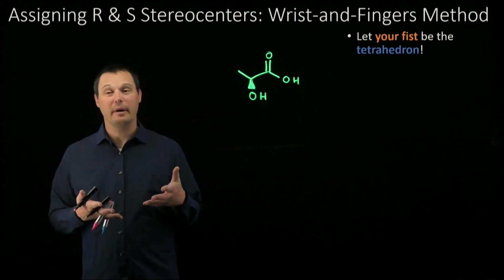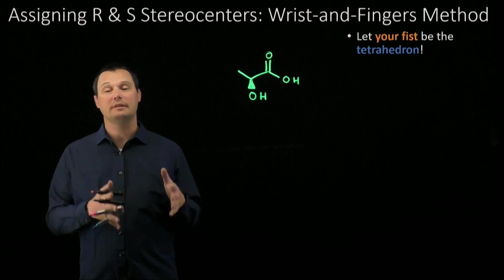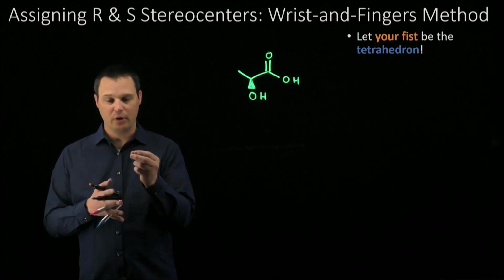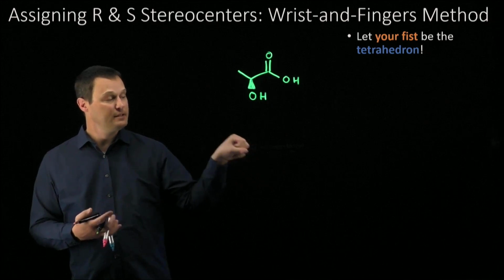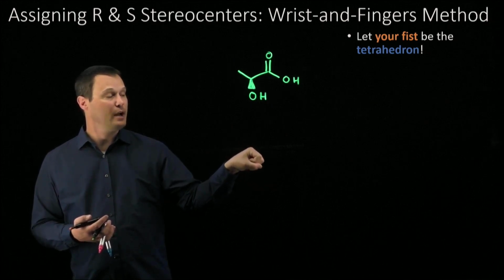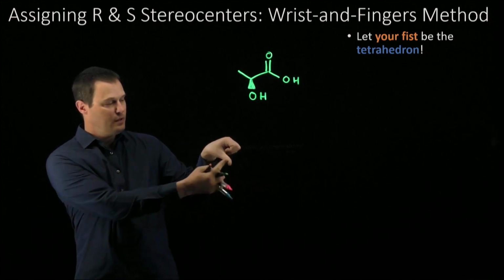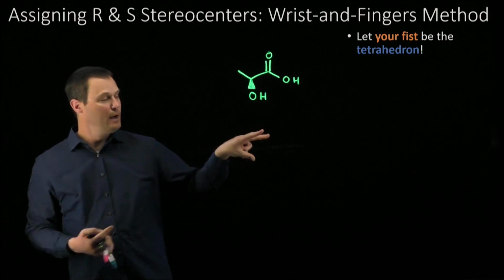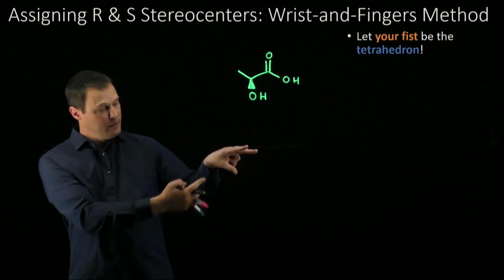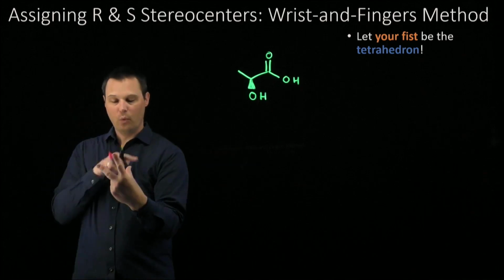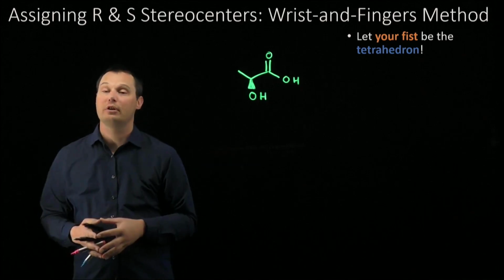A quick, friendly reminder that an sp3 hybridized carbon is tetrahedral, 4 groups around a central carbon atom in 3-dimensional space. In the wrist and fingers method, we pretend that your fist is that stereogenic sp3 hybridized carbon atom, and your wrist, thumb, and 2 fingers model the in the plane bonds, the wedge, and the dash. We're literally modeling the molecule, and then we'll read the 1 to 2 to 3 circle after we make sure number 4 is in the back.